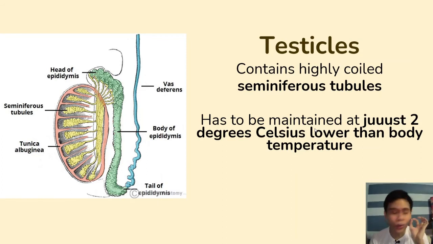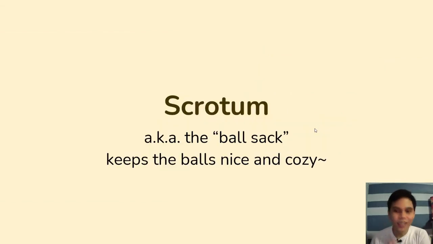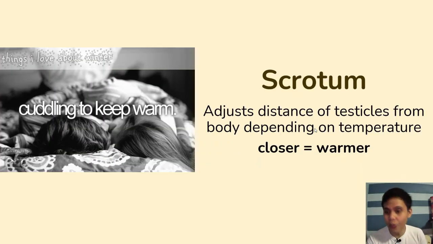Now how do we keep the testicles cool and cozy? That is the job of the scrotum, also known as the ball sack. So what it does is that it adjusts the position of your testicles. So it adjusts the distance according to temperature. Closer will make it warm as it cuddles next to the rest of your body. Okay, so that's the function of the scrotum. Now your sperm does not pass through the scrotum. Your scrotum simply holds the testicles and adjusts the distance from the body.